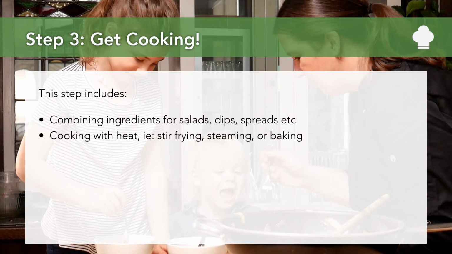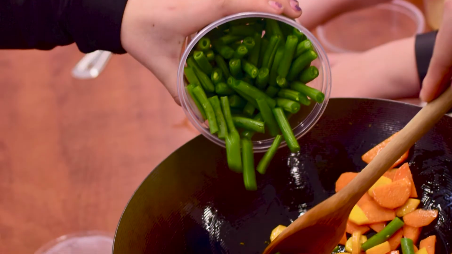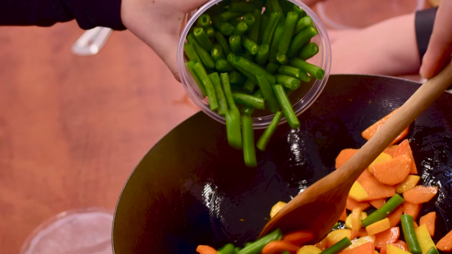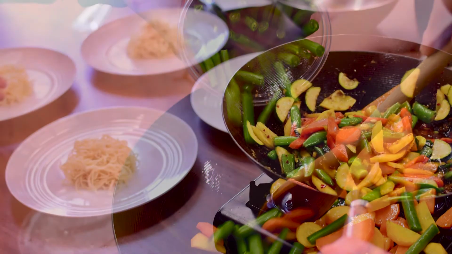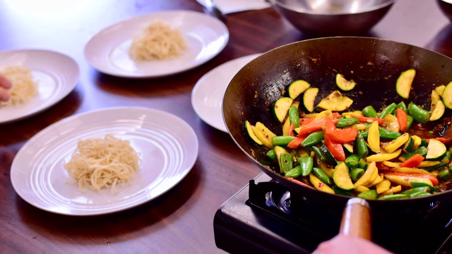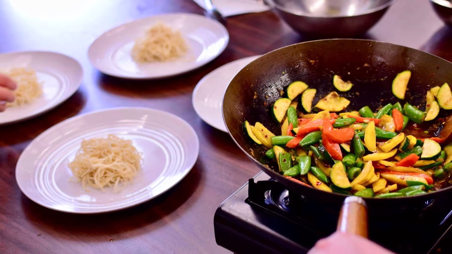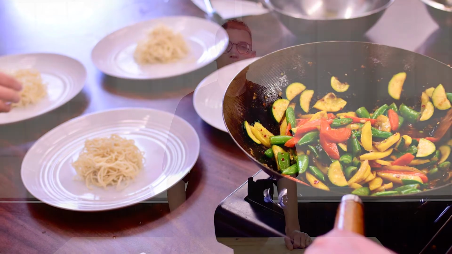This step is the final preparation or assembly of the finished product. It can be as simple as combining ingredients for salads, dips, or spreads, or more complex by cooking with heat, i.e. stir-frying, steaming, or baking. When cooking in the classroom, we use butane camp stoves.